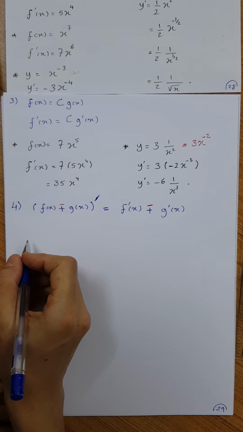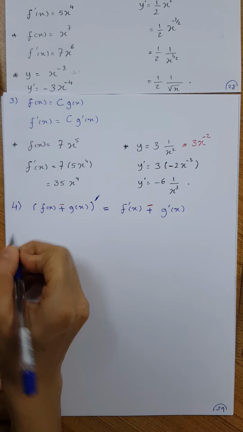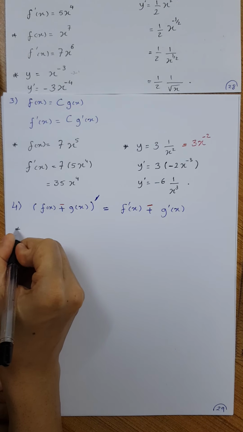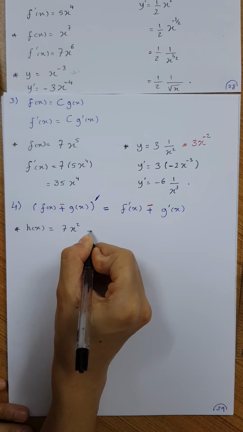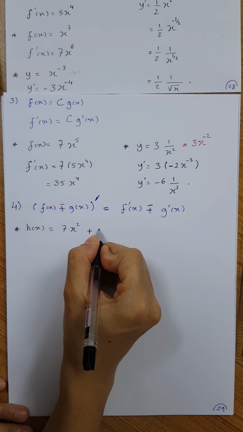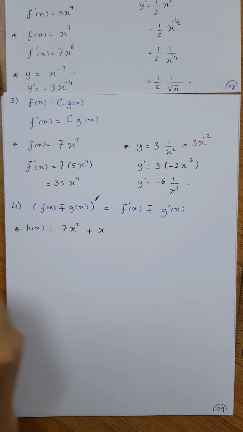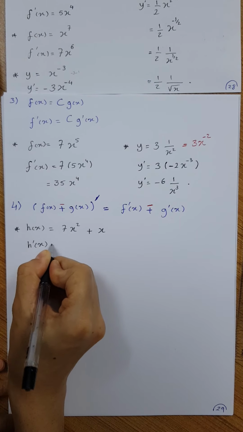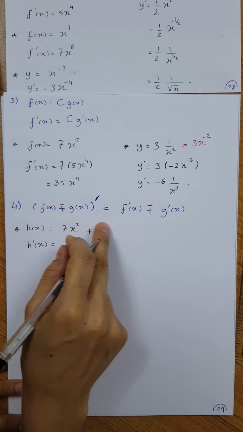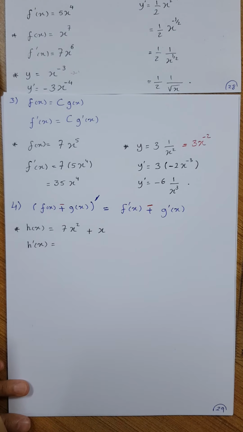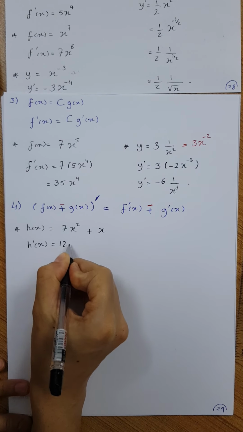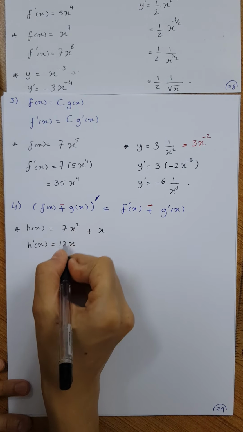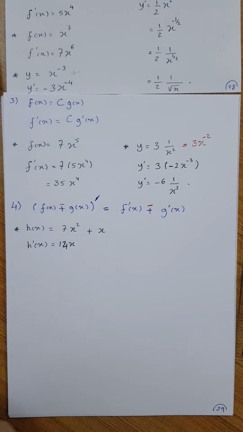What does that mean? That means if I have, for example, h of x is equal to 7x squared plus, say, x. How do we take the derivative of h of x? H prime of x is equal to what? Consider this one as f of x and this one as g of x. We've got the positive sign between them. What is the derivative of 7x squared? The 2 comes to the front, 2 multiplied by 7 is equal to 14x.